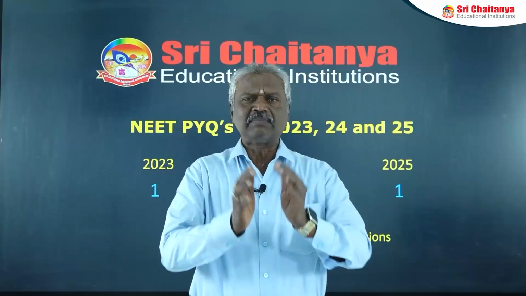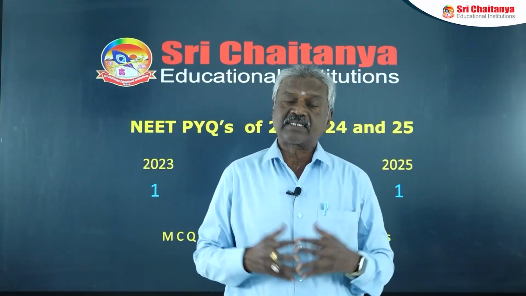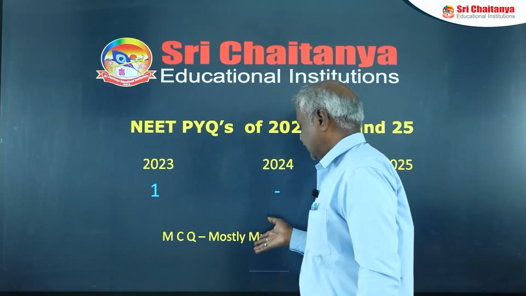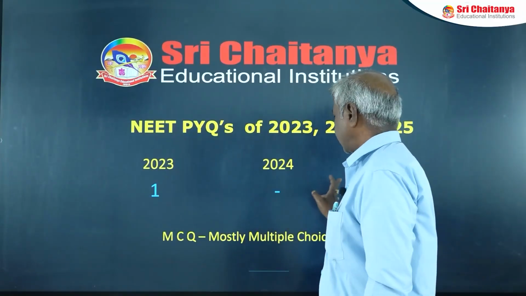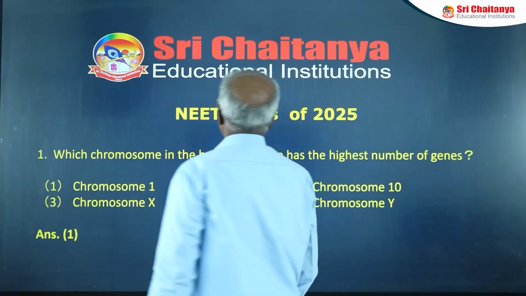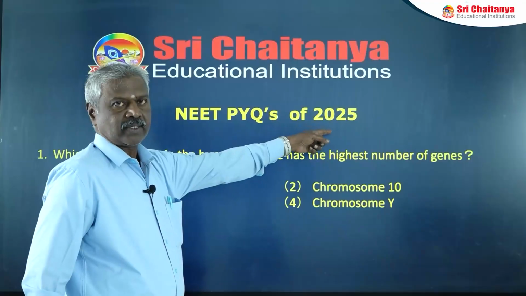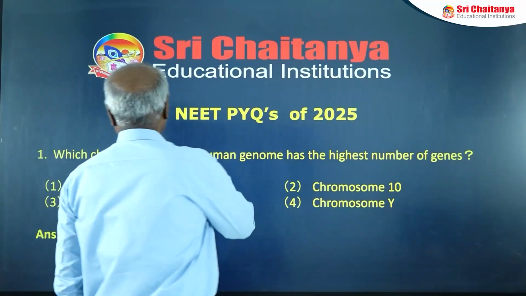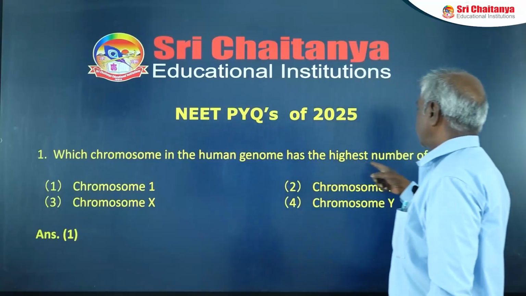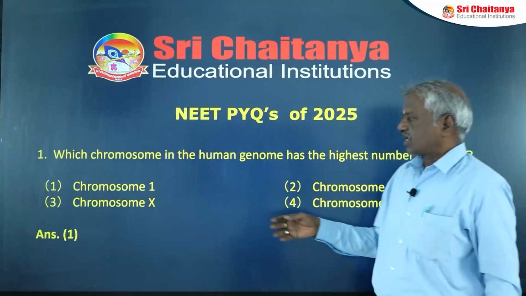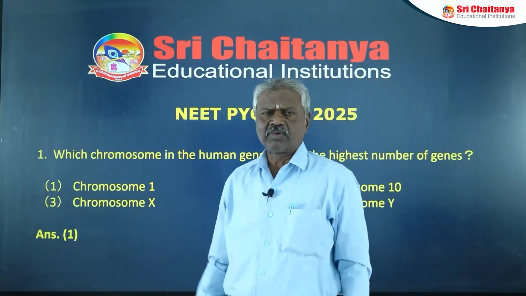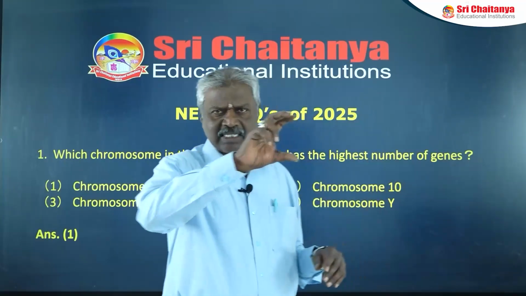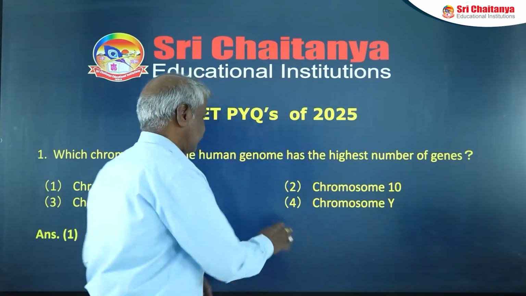But these two subtopics of molecular basis of inheritance, which the zoology lectures are dealing with, this is the data here. Now, see 2025. Last year, we got a question: which chromosome in the human genome has the highest number of genes? You know it well, chromosome 1. So it is a simple, straight question, and the options have data, so be careful here.